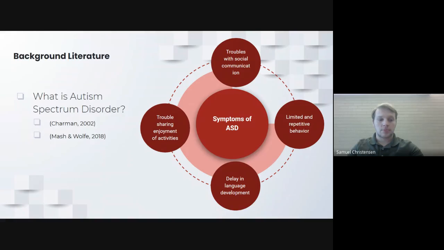Autism spectrum disorder is having problems with social communication, having limited and repetitive behavior, and developing a delay in language development, while not looking or listening to peers or instructors and not being able to share the enjoyment of objects or activities very often.